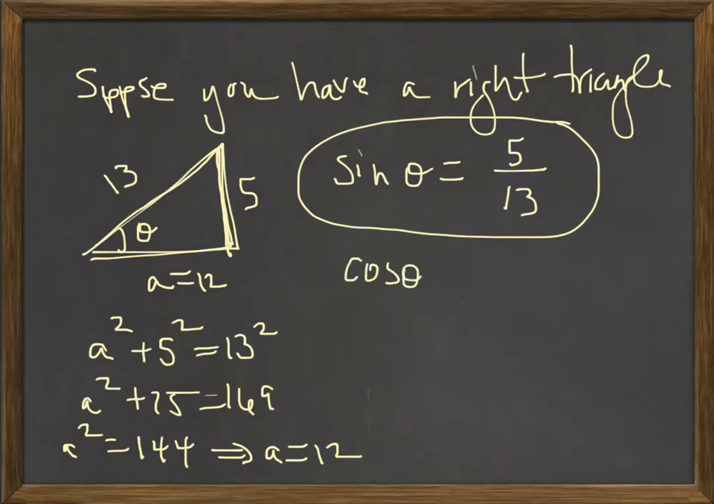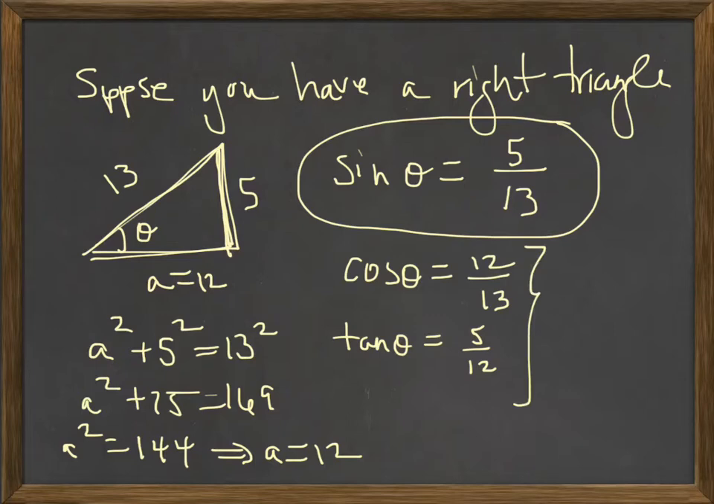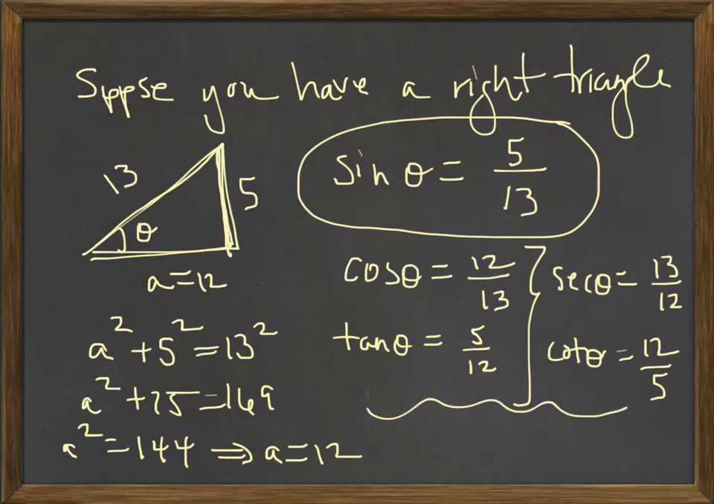So the cosine of theta is 12 over 13. The tangent of theta is 5 over 12. Let's talk about our reciprocal functions. Secant of theta is 13 over 12. Cotangent of theta is 12 over 5. And lastly, from our given information above, cosecant of theta is 13 over 5. And that's how we do it.